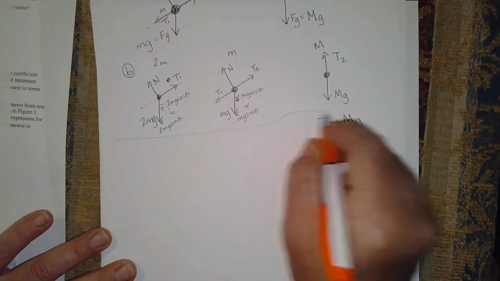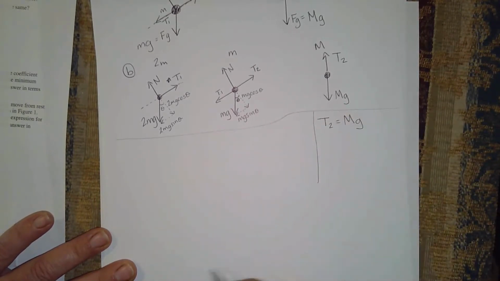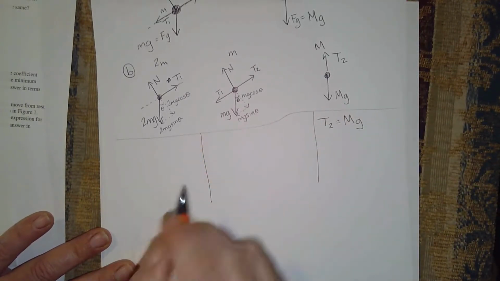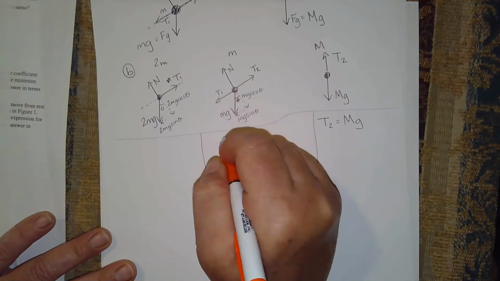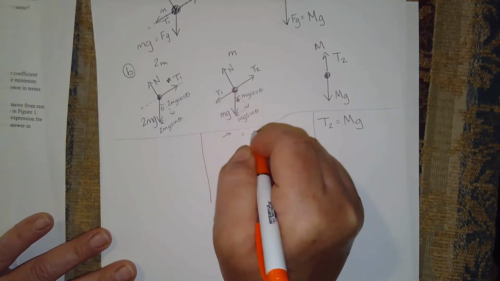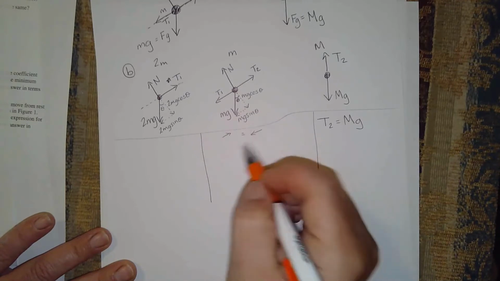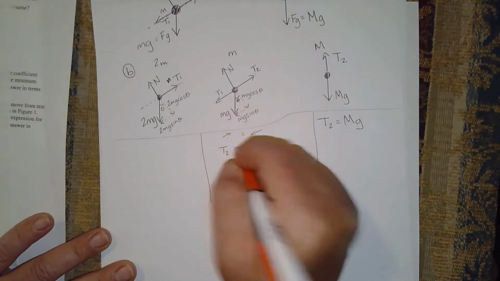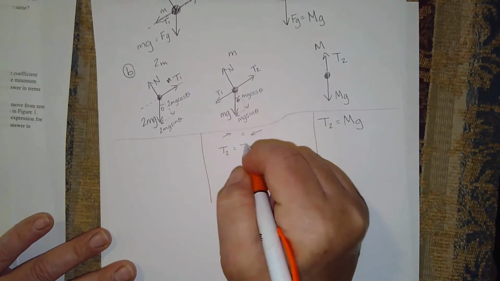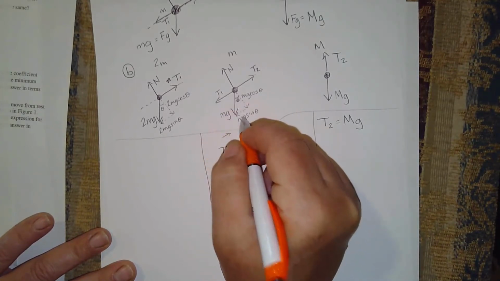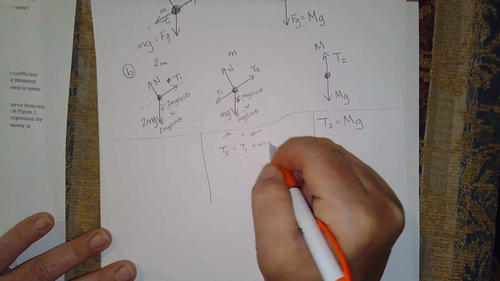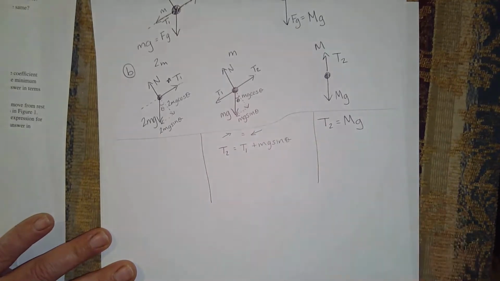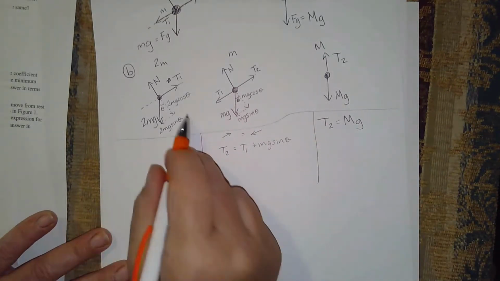Okay, we got that guy done. We'll put a divider in here so we can keep them separate. So for this one, the things that are this way have to equal the things that are this way because it's in equilibrium. So who's up the hill? Only T2. Who's down the hill? Well, T1 and this guy, mg sine theta.